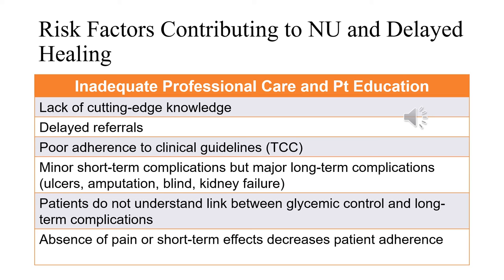So as I said, there are minor short-term complications when they're not adherent, but there are major long-term complications, and some of those can be life-threatening, such as ulcers, amputation, blindness, and kidney failure. Many times patients don't understand that link between glycemic control and their long-term complications, so it's important that you work with a diabetic educator, work with a dietitian, and work closely with the patient's primary care provider.